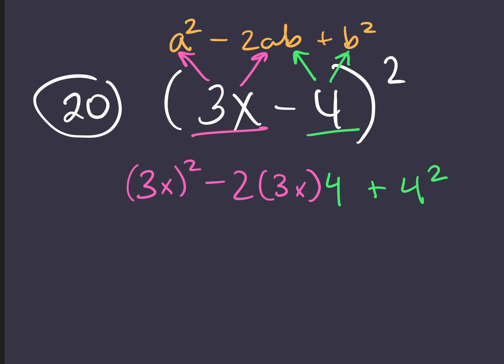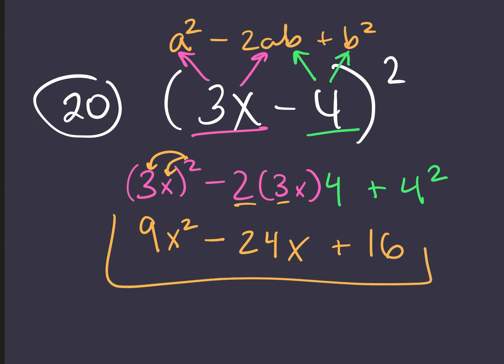So what is 3x squared? 9x squared. What is 2 times 3x times 4? So 2 times 3 is 6, and 6 times 4 would be 24. Perfect. And then 4 squared? 16. So my answer is 9x squared minus 24x plus 16.